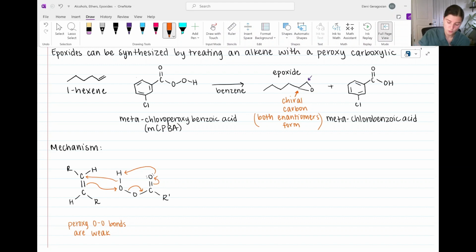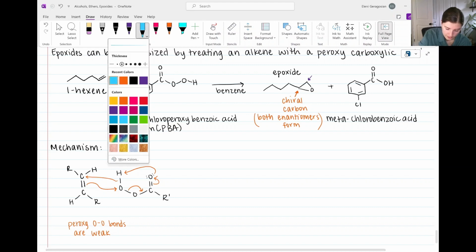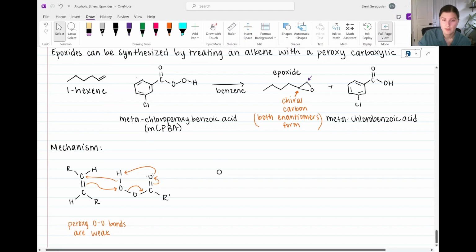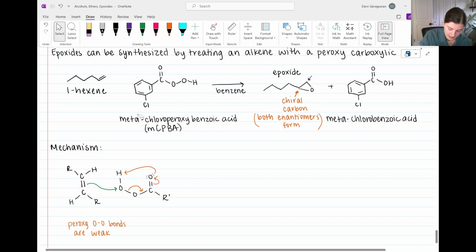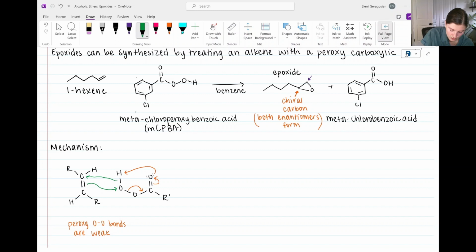I'm going to recolor two arrows because these two arrows are, let's see, I'll use green. These two arrows are the arrows that form the ring, and that's the two arrows between the alkene and the peroxycarboxylic acid. So the one from the double bond to that oxygen, and the one from the oxygen hydrogen bond to a carbon. The arrows are the same, just emphasizing them with a color.